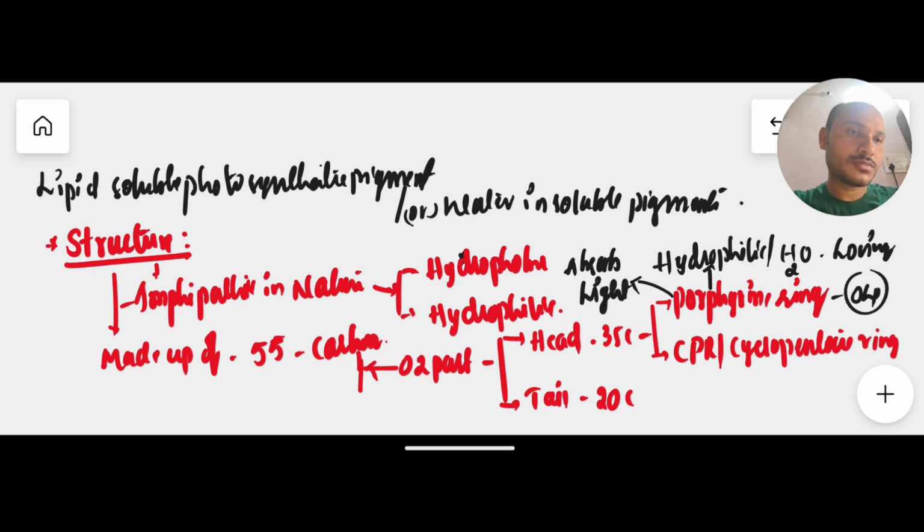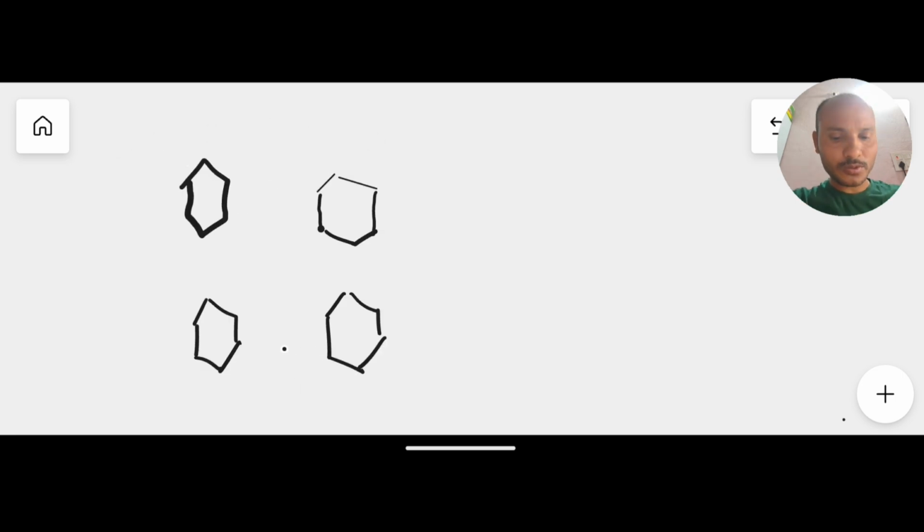Now coming to the CP ring, the cyclopentanone ring. This cyclopentanone ring is attached to the third pyrrole ring with a bond called an ester bond. How, you ask? Like this. Here we have 4 cyclic form tetrapyrrole rings. Like this, 4 pyrrole rings are present, and this is the first, this one second, and the third pyrrole ring, and then the fourth pyrrole ring.